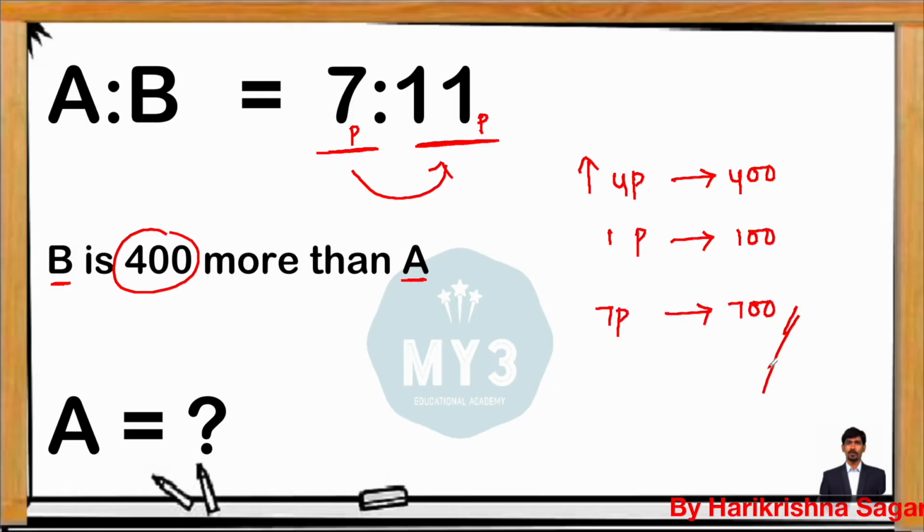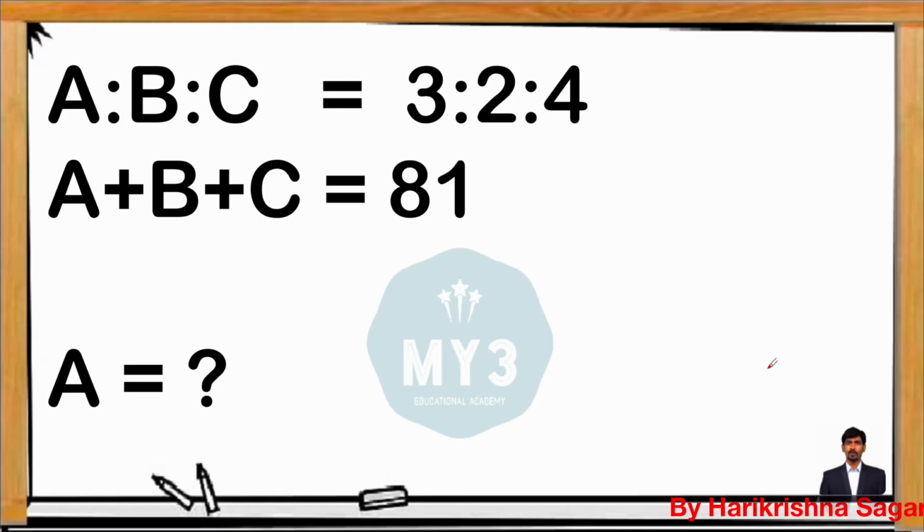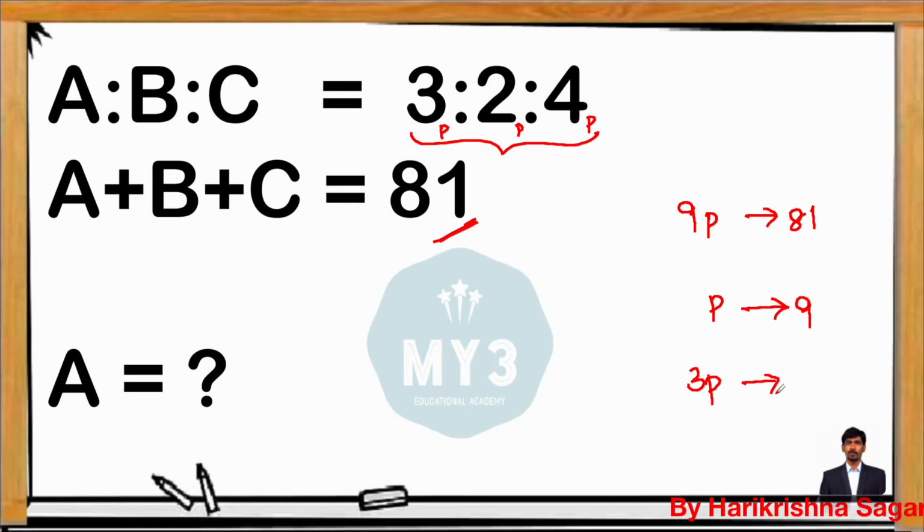Mark it as answer. Look at one last question based on this. A is to B is to C is 3 is to 2 is to 4. A plus B plus C is given, A value they are asking. So 81 is indicating sum of all. Sum of all the numbers in terms of parts, if you check, 3 parts, 2 parts, 4 parts. What is the sum of the parts here? Sum of the parts is 9. 9 parts is 81. 1 part is 9. They are asking you to find out A value. A value is 3 parts. 3 into 9, 27.